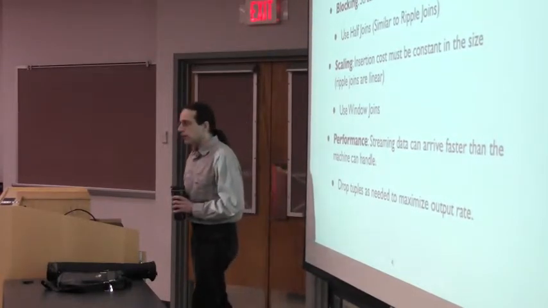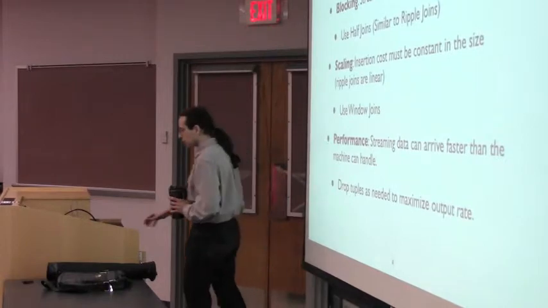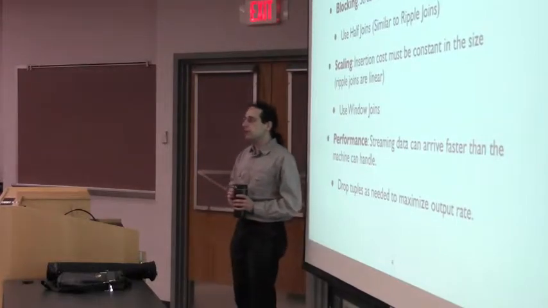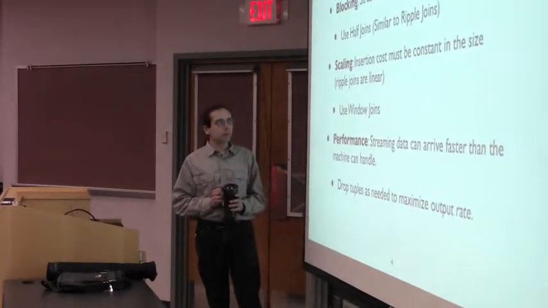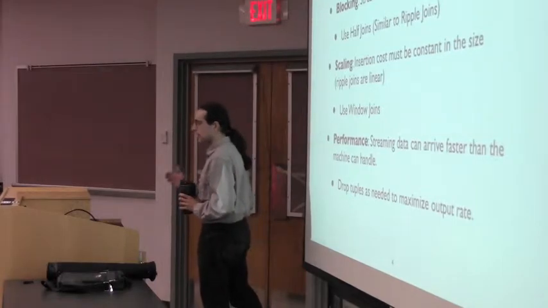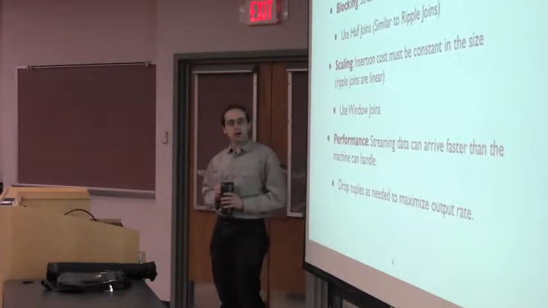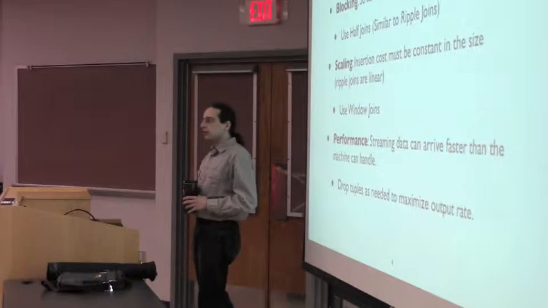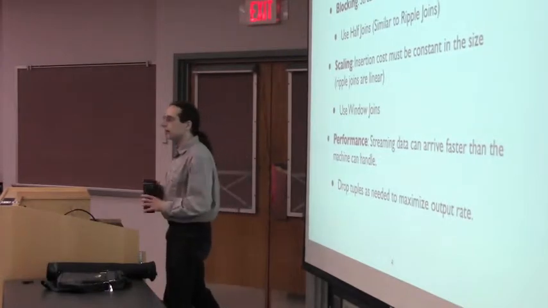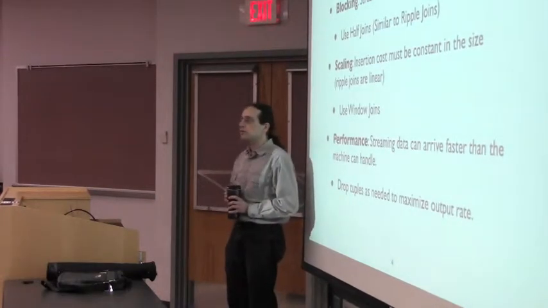Just like with online aggregation, when we do query processing, we can't block. So we're going to use something called half joins, which are very similar in principle to the ripple joins that we talked about. One other challenge is that because the data is changing rapidly, we want to make sure that we can keep up with those changes. Usually there are so-called real-time constraints that we need to satisfy. If the data is coming in faster than we can process it, either something's gone wrong or we need to do something about it.